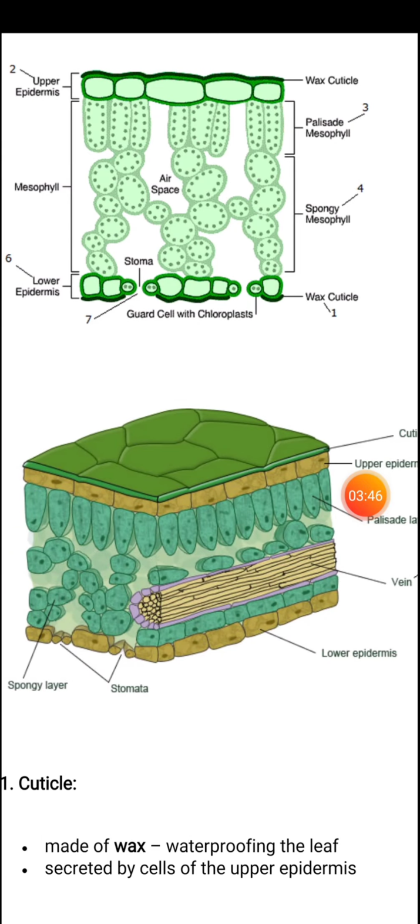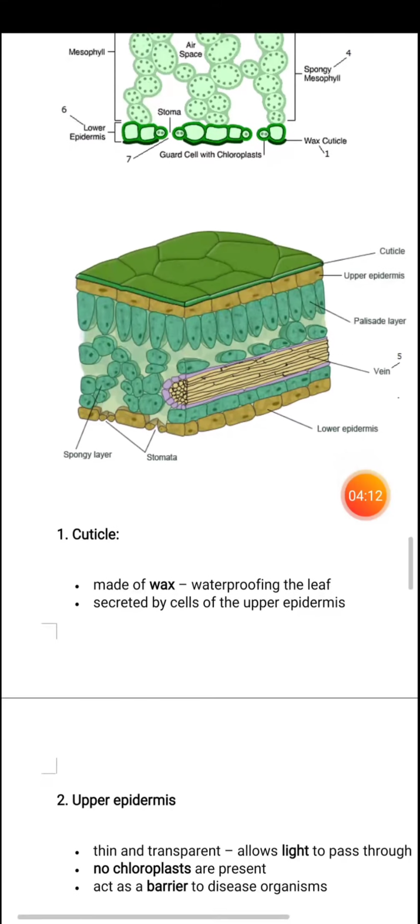And now we are coming to lower epidermis. In the lower epidermis you can see that there is a space, an opening, which is known as the stomata. Through this stomata only the exchange of gas takes place. And this stomata also will have little amount of chloroplast inside that, which also do the part of absorbing the sunlight.